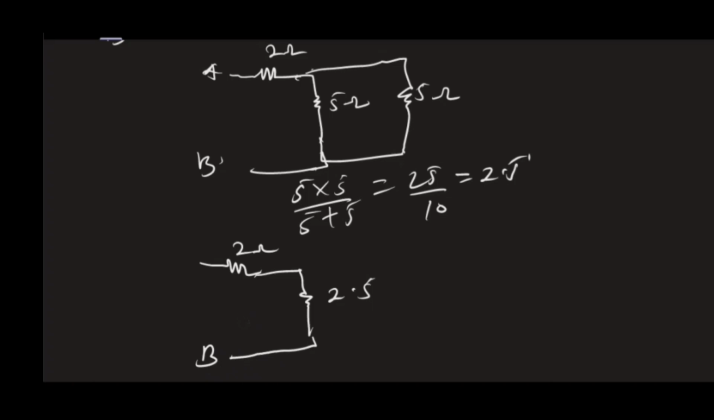So now I can clearly see that I have 2 ohm and 2.5 ohm in series. So my total resistance becomes 2 ohm plus 2.5 ohms and is equal to 4.5 ohms.